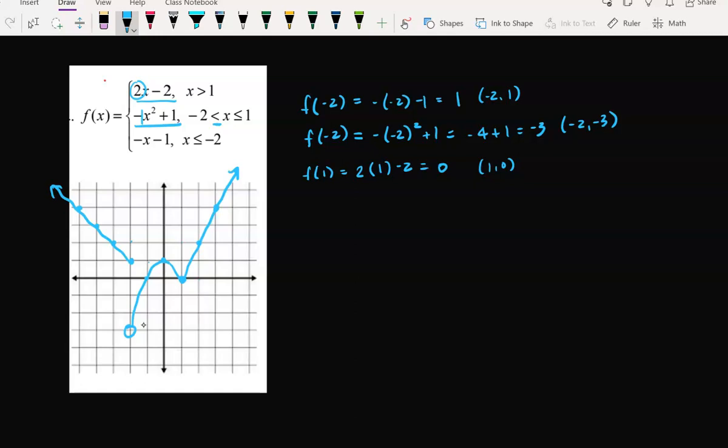Okay, so let's go ahead and find the domain of this. What's the domain? All real numbers, right? Set of x such that x is all real numbers. Now, let's go ahead and find the range. The range is where? Starts where? y such that it starts right here at this open circle.